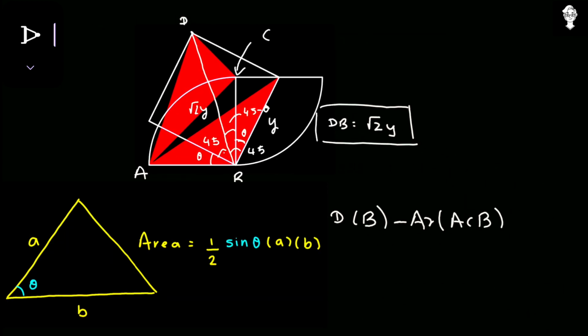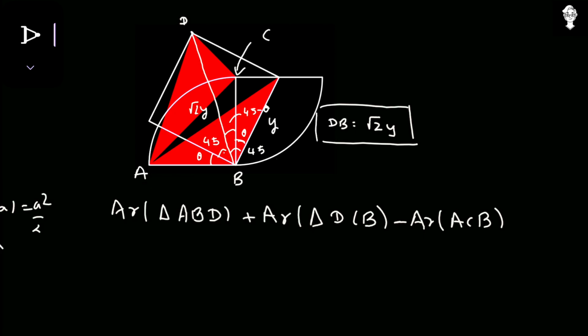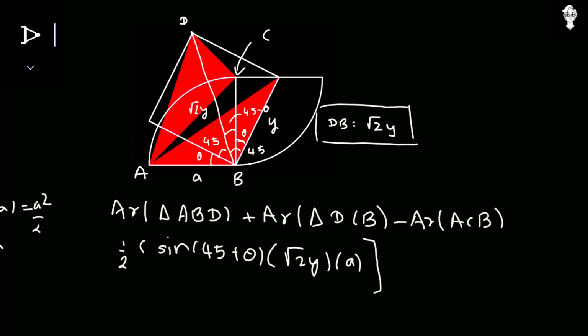As per the familiar rule, in a triangle, if the angle is theta and the adjacent sides are A and B, then the area is half sine theta times A times B. Now applying that same thing in triangle ABD, this middle angle is 45 plus theta. The adjacent side is root 2 times y, and AB is the radius, which we have taken as equal to A. Therefore the area of triangle ABD is equal to half sine of the middle angle, that is sine of 45 plus theta, times the adjacent sides, root 2 times y multiplied with A.